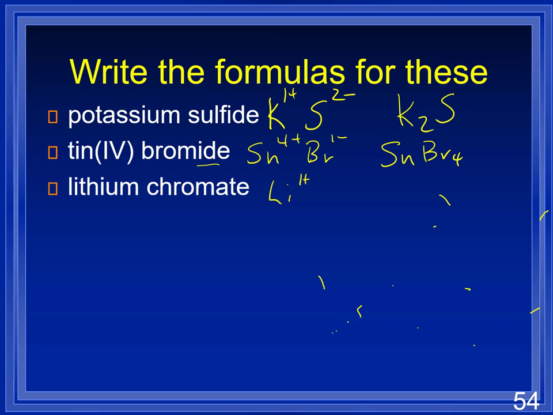Chromate. Is chromate polyatomic? Yes, so I'm going to pull out my yellow piece of paper and look up chromate. It says chromate is CrO4, and it has a 2 negative charge. Does that add up to 0? No, it doesn't. So I got to do the crisscross. So I take the 2 from chromate and put it next to lithium. And I could put the 1 from lithium next to chromate, but I'm too lazy. That's lithium chromate. Same stuff we've always been doing, just a different way of looking at it.